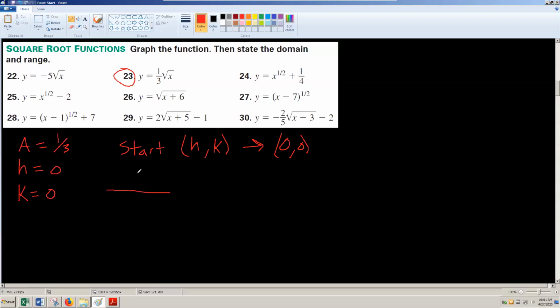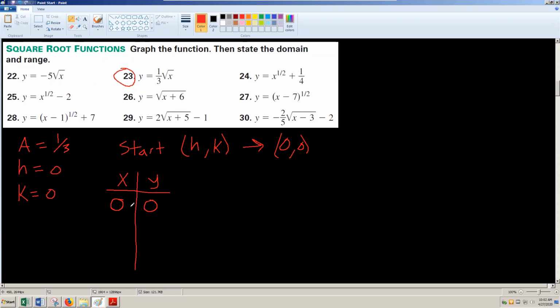And when I do this, I'll set up a t-chart. Here's my x, here's my y. I'm going to start out at 0. Whoops. Oh no, the lag. Give it a sec here to catch up. There we go. So 0, 0 here.